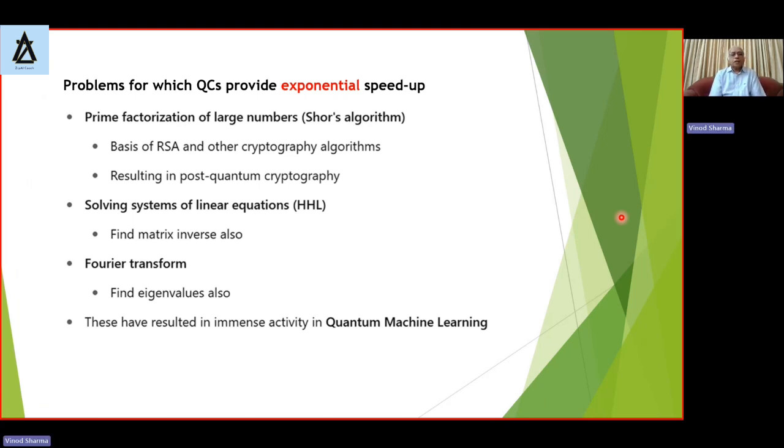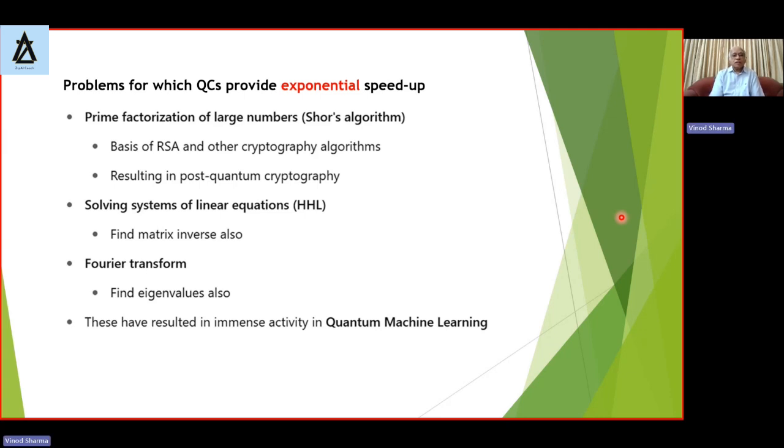So now we give some examples of problems which can be solved on quantum computers in exponentially less time than classical computers. One of the most important examples is prime factorization of large numbers. This is an important classical problem which takes an exponential amount of time on classical computers, and this effect is used in the main cryptography algorithms like RSA today.